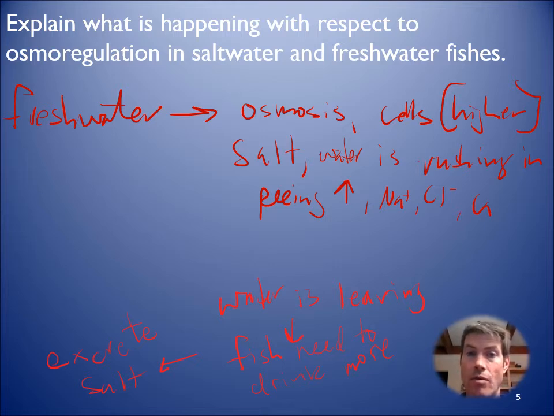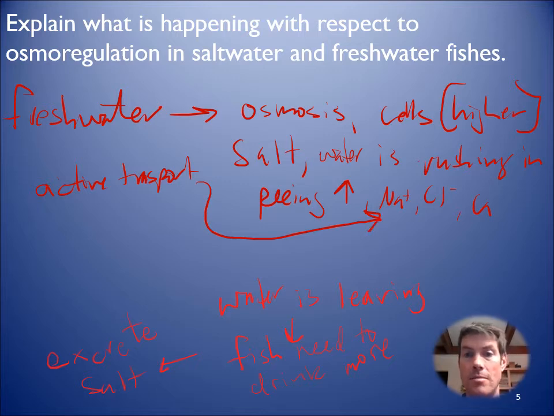We saw in the picture before, they're going to be importing with active transport. They're going to be getting that sodium and chloride and calcium back in. Now, saltwater, they have the opposite problem, okay, because of osmosis. A table would be good for this. Their cells are going to have a lower concentration.